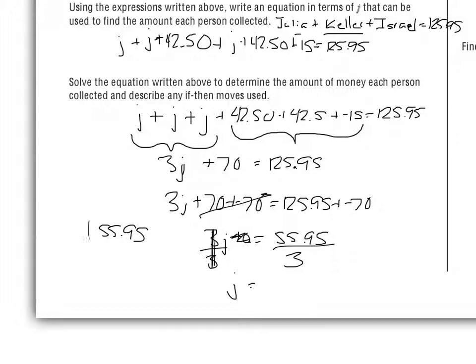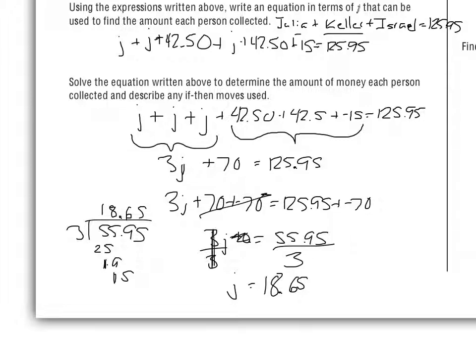55.95 divided by 3. It's going to go in one time with the remainder 2. Bring down the 5. It's going to go in 8 times, which is 24. That's going to give me a remainder 1. Bring down the 9. Decimal pops up. 3 goes into 19 6 times. That's going to give me 18, remainder 1. And 15 goes in 5 times. So we're going to get that Julia made $18.65.